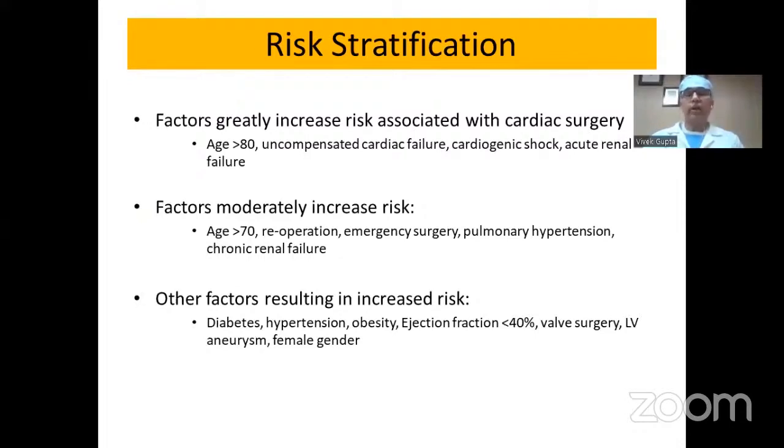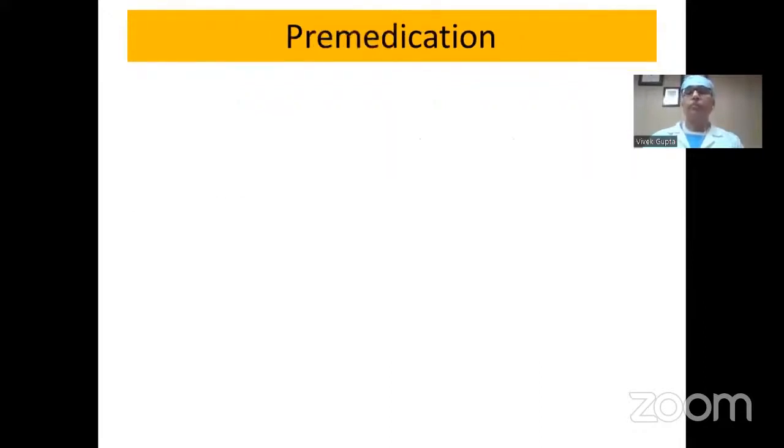Factors with moderate risk are age above 70, reduced ejection fraction, emergency surgery, pulmonary hypertension, or chronic kidney disease. The other factors which increase the risk include diabetes, hypertension, obesity, ejection fraction less than 40%, simultaneous valve surgery, aneurysm, or a female patient.